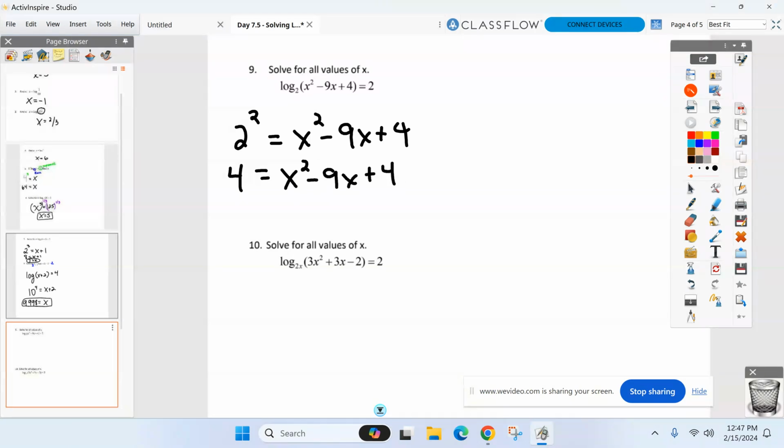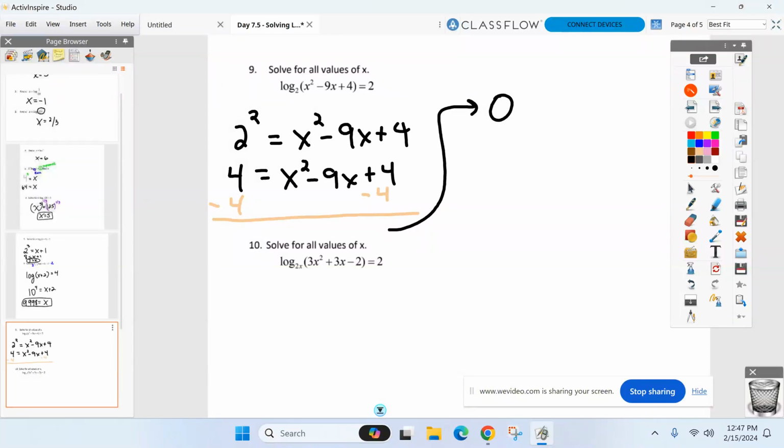What's your next move? Come on, we did this day 1 and 2. What's our next move to solve for x? Get it equal to 0, yep. What happens here? 4 is going to move, and see ya. All right, what do you do with that now? Whoa, whoa, whoa. There's no difference in perfect squares here. 9x isn't a perfect square. GCF, yep. Take out an x.